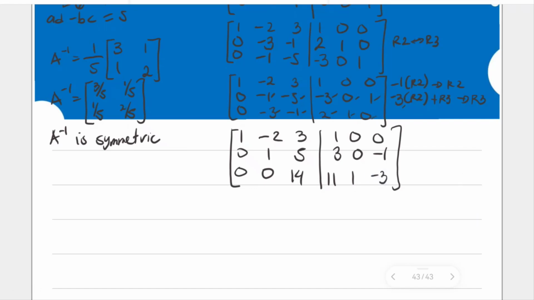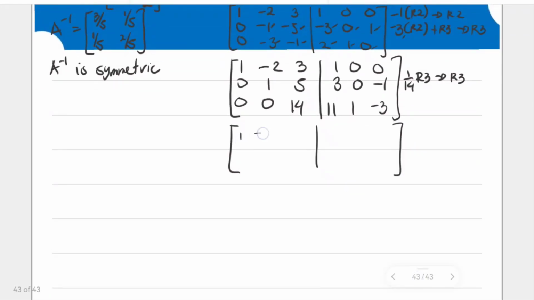Now, I would like you to multiply 1 over 14 to all the entries of row 3 to become the new row 3, so that this will become 1. And we will now achieve a row echelon form, but we are not yet done. Okay? So we have 1, negative 2, 3, 1, 0, 0. So you will have here 0, 1, 5, 3, 0, negative 1, 0, 0, 1, then 11 over 14, 1 over 14, negative 3 over 14.